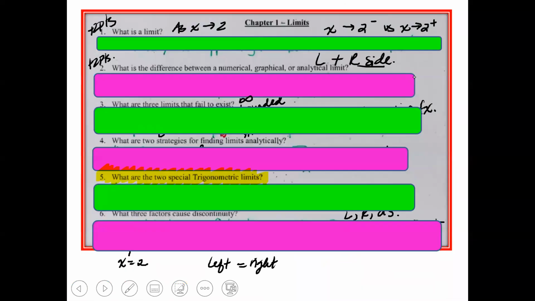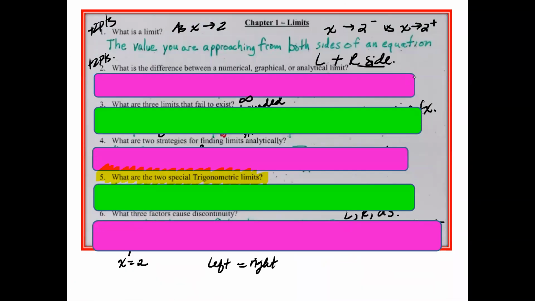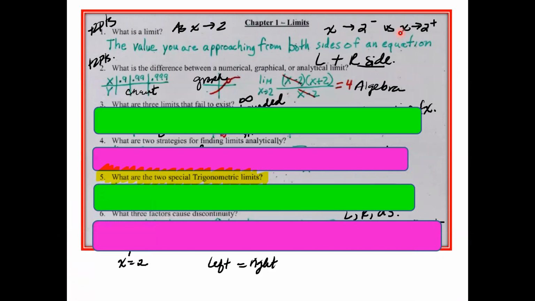Okay, let's go ahead and go over them. What is a limit? It's basically the value as you're approaching a number from both sides, meaning that you're approaching from the left side and the right side. In this case, it is 2. What is the difference between numerical, graphical, and analytical limits? These are the 3 different methods of finding limits. One is with a chart, another is with a graph, but you have to have a graphing device like Desmos or a TI-84. And analytically means that you are using algebra to cancel.